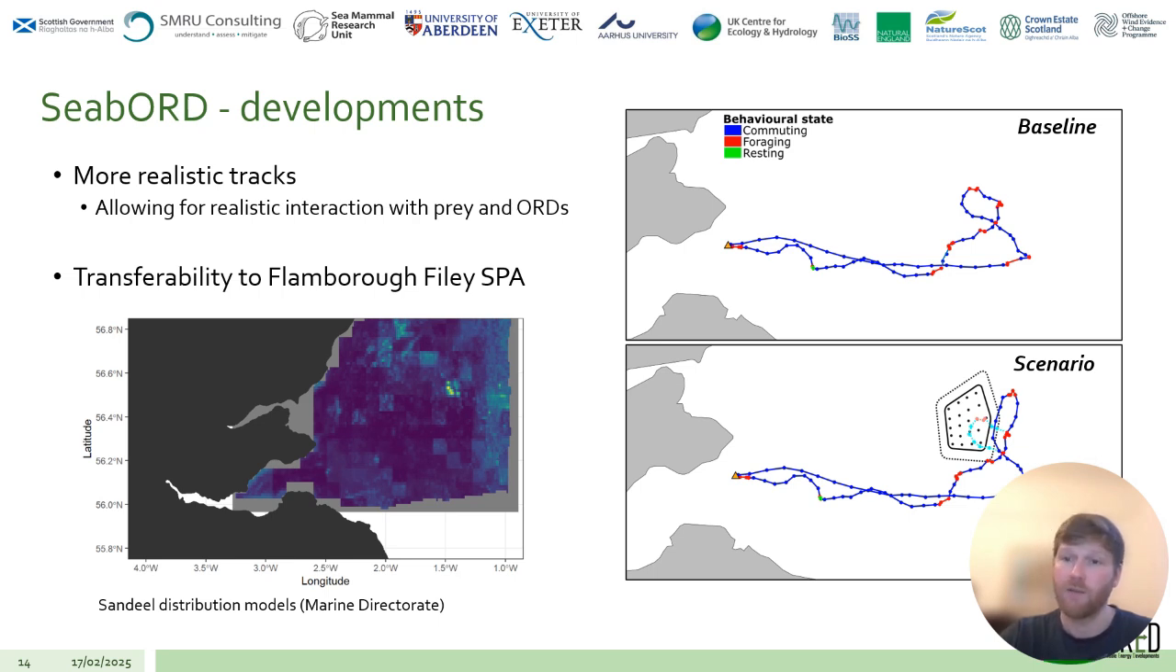We are in the process of developing more realistic tracks, incorporating things like different movement modes, which give individuals the ability to interact with their environment and exhibit foraging decisions in accordance with the constraints they're up against. This is a prerequisite step to introducing realistic prey distributions from Marine Directorate and eventually, as empirical evidence permits, interaction with offshore wind farms, as seen here on the right in this example. Following this, we will run a series of experiments to test the updated model's capability at an SPA in England to ensure transferability.